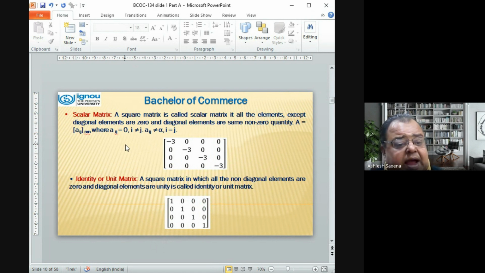Now comes identity or unit matrix. Identity or unit matrix is that matrix in which the diagonal elements are 1 and all the remaining elements are 0.